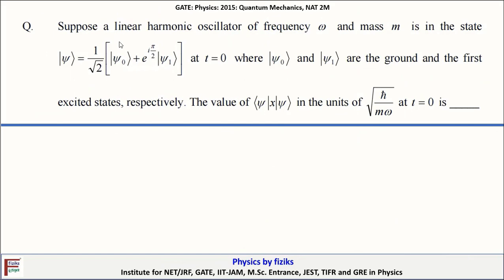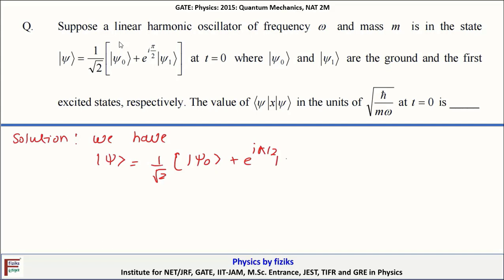Suppose a linear harmonic oscillator of frequency omega and mass m is in a state defined by this at t equals 0, where psi 0 and psi 1 are the ground state and first excited state respectively. The value of <psi|x|psi> in units of root of h cross by m omega at t equals 0 is. So we have psi equals 1 by root 2 (psi 0 plus e to the power i pi by 2 psi 1).